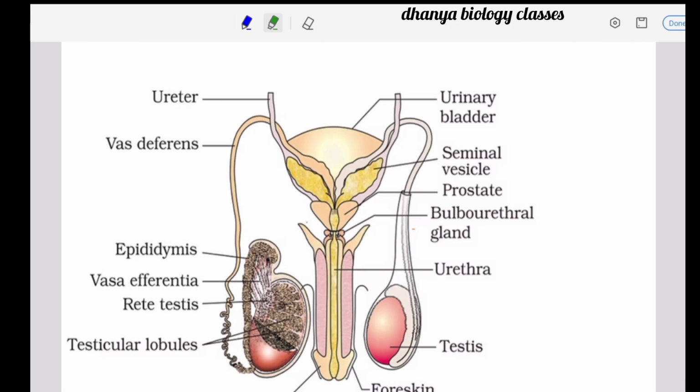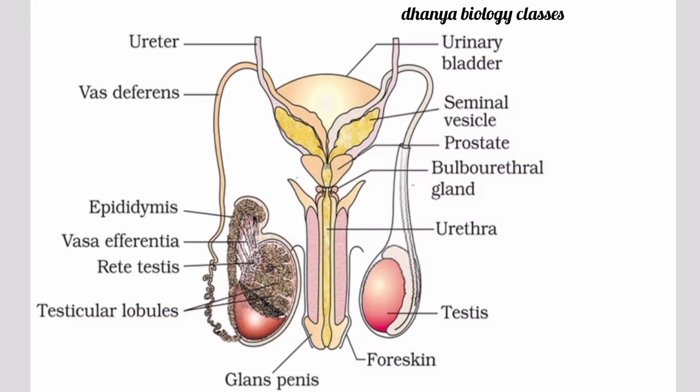See, this is the vas deferens, right? This is the seminiferous tubule. These are the seminiferous tubules. And then what? Rete testis. Then these are what? Vasa efferentia. And then this is the epididymis. Okay. And the epididymis opens into the tubular structure called what? Vas deferens. So this is the vas deferens, right?